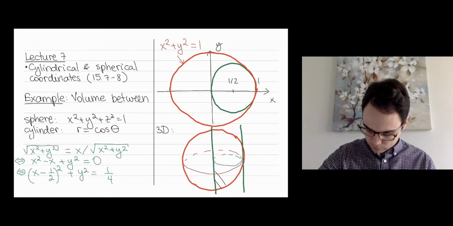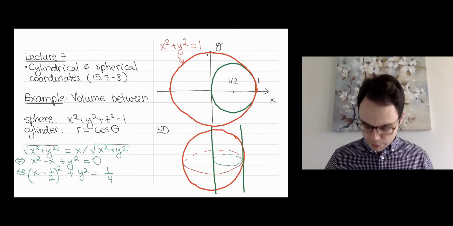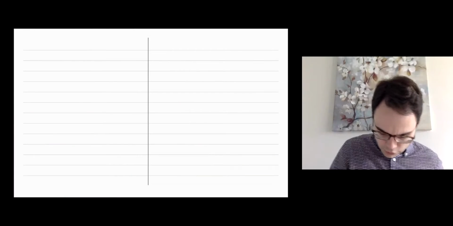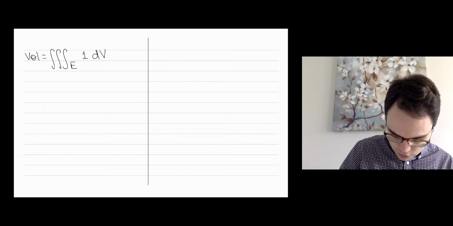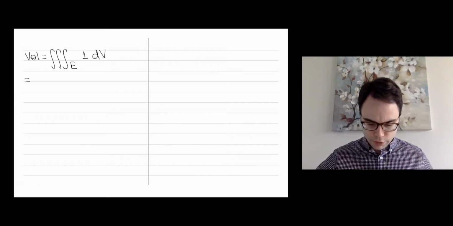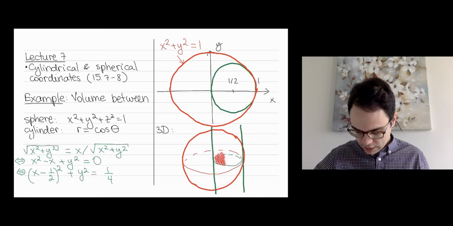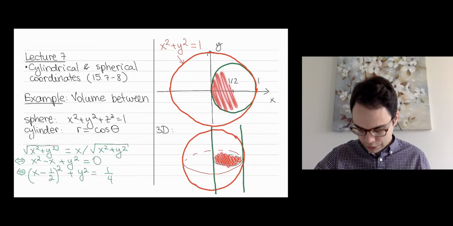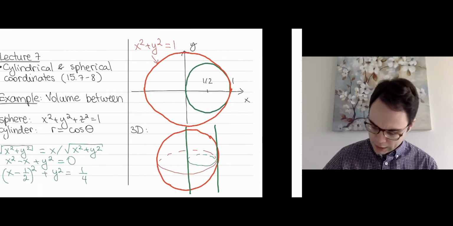So now let's compute this volume. The volume is equal to the triple integral over this region of 1 times dV. So we're going to work over the projection of this solid region onto the xy plane. This is just this disk over here, the disk that's inside the cylinder and on the xy plane.